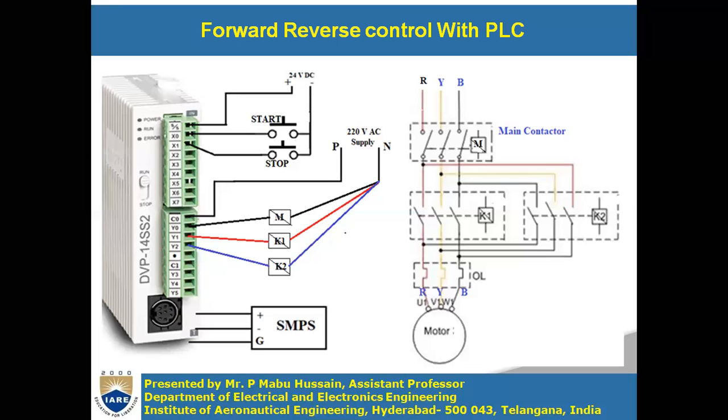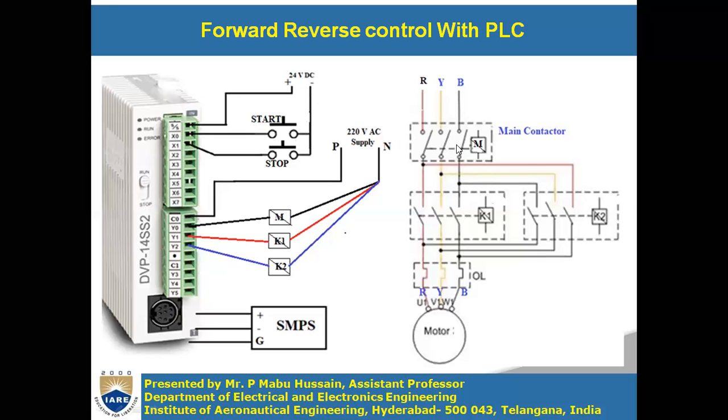Okay, now to make it happen, I'm going to press the start button. To start the motor, I'm going to press the start button. So whenever I press the start button, X0 will be energized. So whenever X0 is energized, what has to happen?